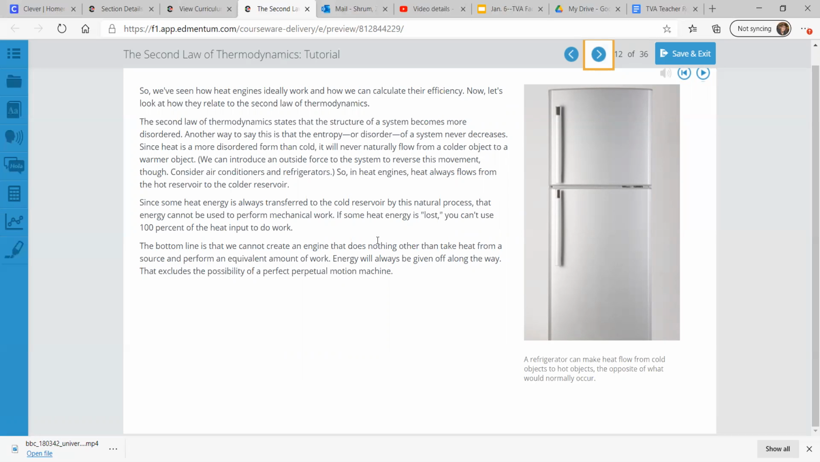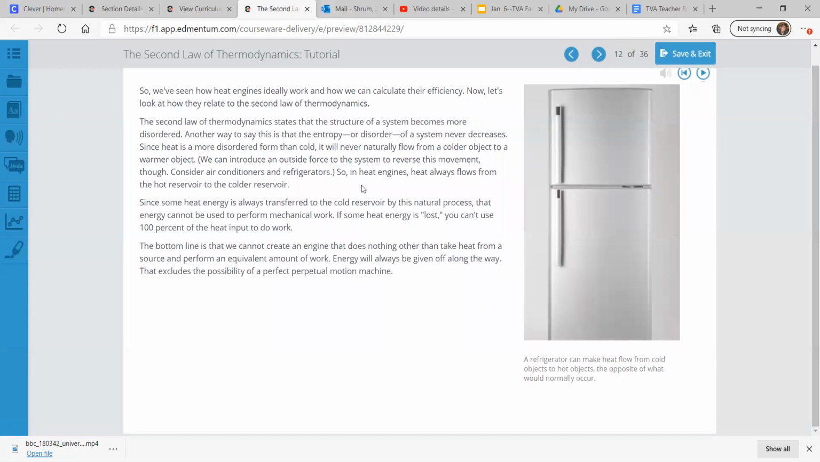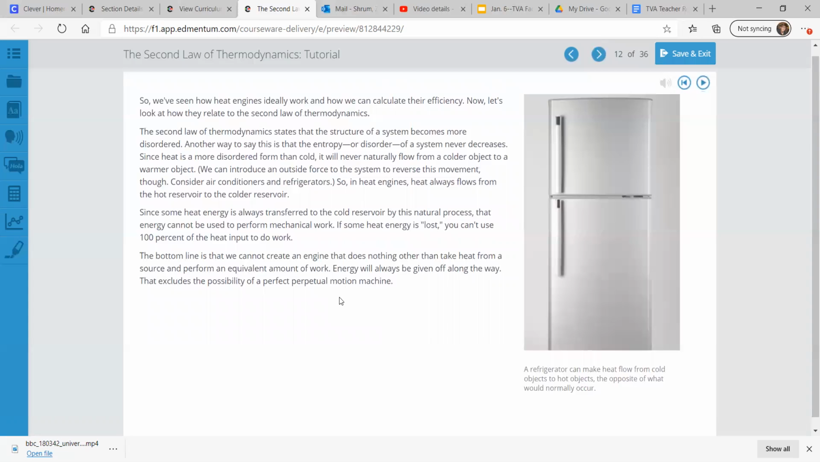Bottom line, you cannot create an engine that does nothing other than take heat from one source and then perform an equivalent amount of work. Energy will always be given off along the way. Nothing is 100% efficient. That excludes the possibility of a perfect perpetual motion machine. Perpetual motion means it's 100% efficient, and that has not been the case. That goes against the laws of nature.